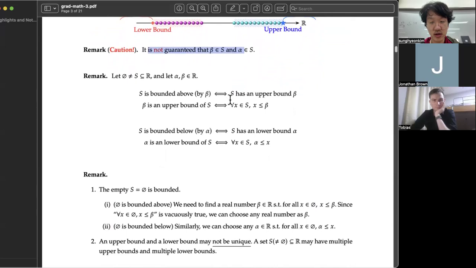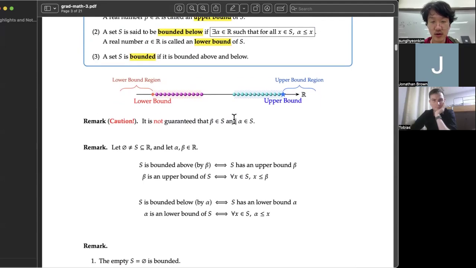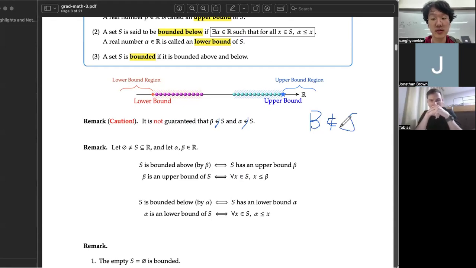We can also write it like this. For all s, I want to stop you right there. It's not guaranteed that alpha and beta are within the set. Your upper bound and lower bound might not actually be within the set. It may be out of the set, you mean? Right. An example would be the interval from -1 to 1, non-inclusive. Your lower bound would be -1 and your upper bound would be 1, but neither would be within that interval.